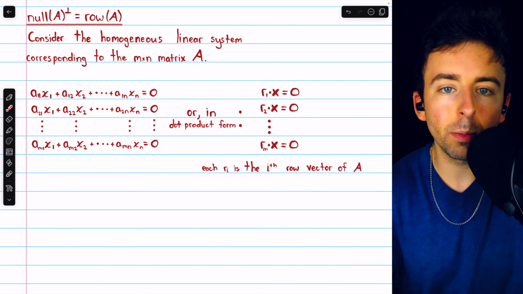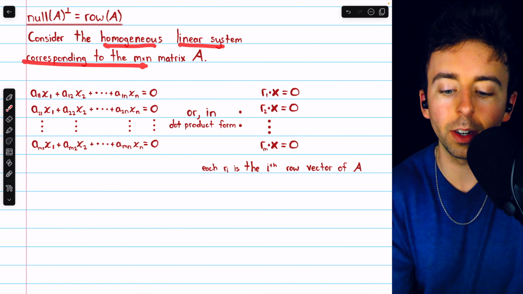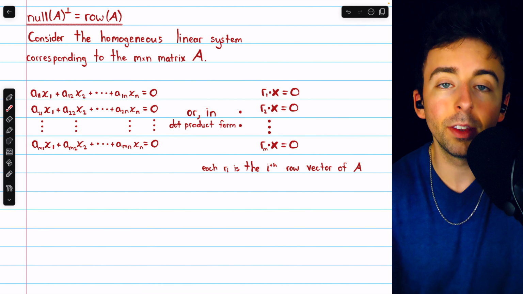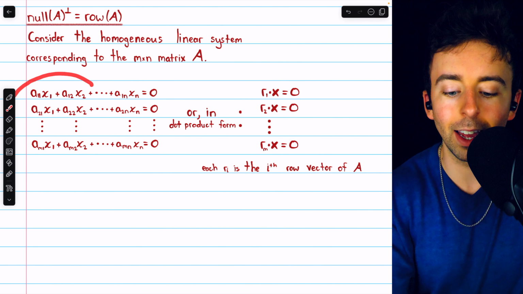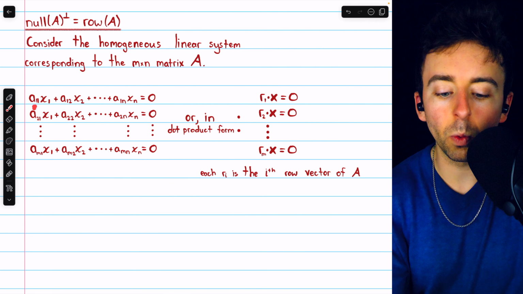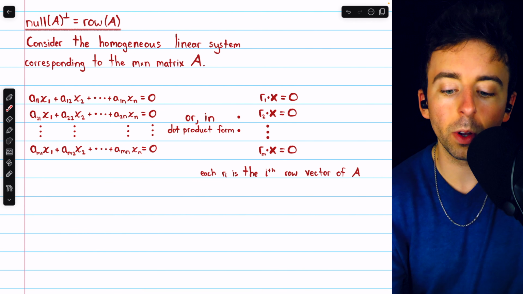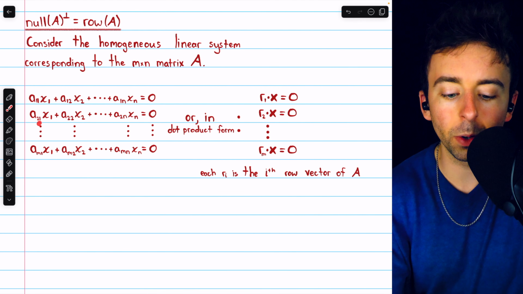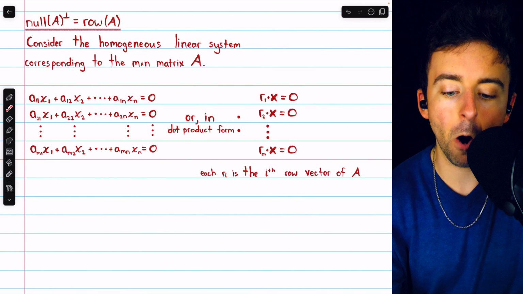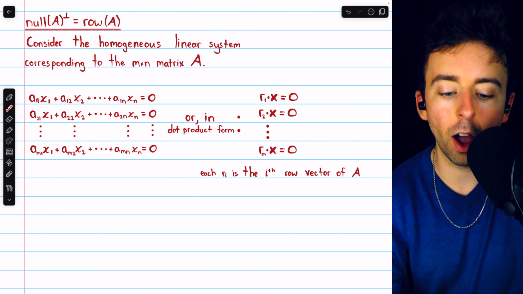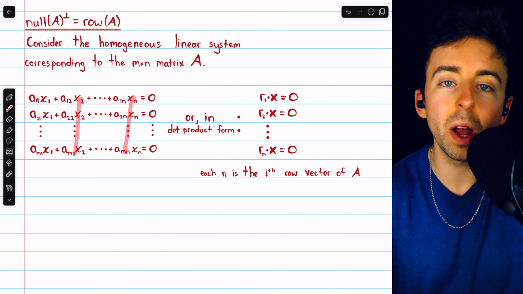So let's begin by thinking about the null space. We're going to consider the homogeneous linear system corresponding to the m by n matrix A. The solutions to that system, of course, make up the null space. The system looks like this. The coefficients a11, a12 up through a1n, those entries are the first row of the matrix A. And of course, in total, there are m rows, hence m equations. Similarly, there are n unknowns. Each column of A corresponds to an unknown, x1, x2, all the way up through xn.